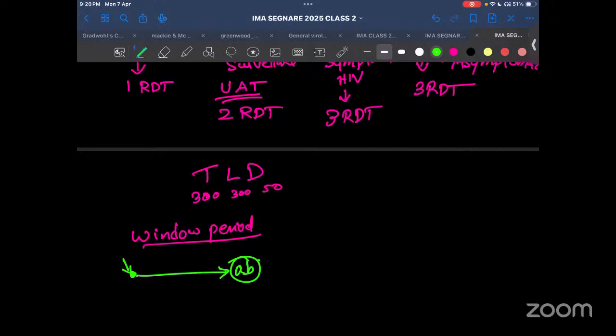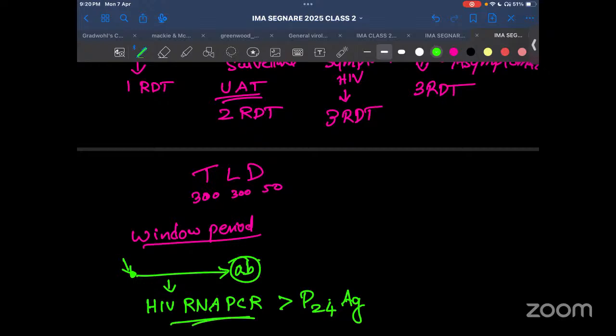And if we want to diagnose HIV during the window period, we have 2 tests: HIV RNA PCR and P24 antigen detection by ELISA. HIV DNA PCR is the best method.